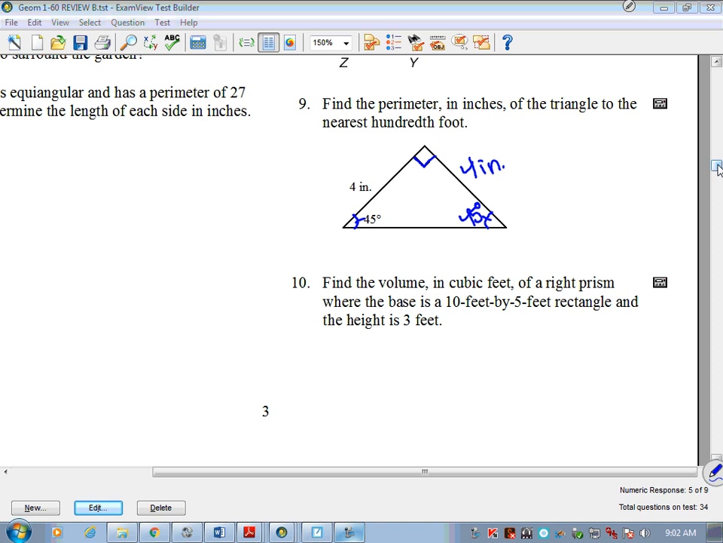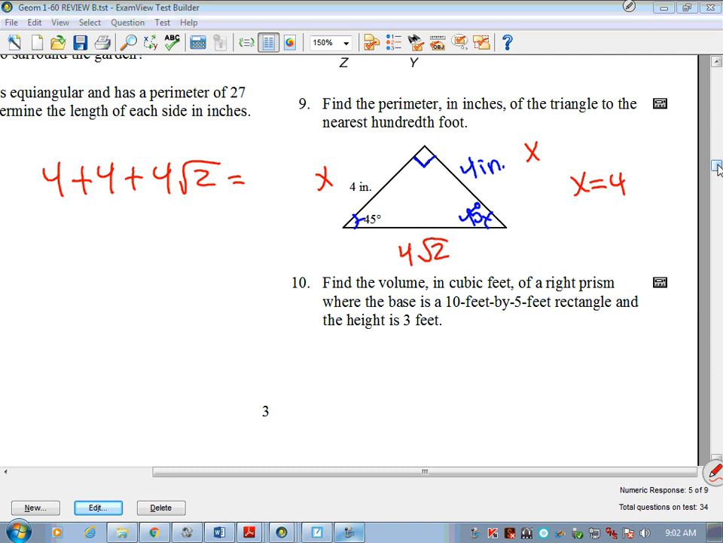And the ratio is x to x radical 2. In this case, x equals 4. So my hypotenuse is 4 radical 2. Okay, so if we want to find the perimeter in inches of the triangle to the nearest 100th foot, we're going to take 4 plus 4 plus 4 radical 2, or 8 plus 4 radical 2.